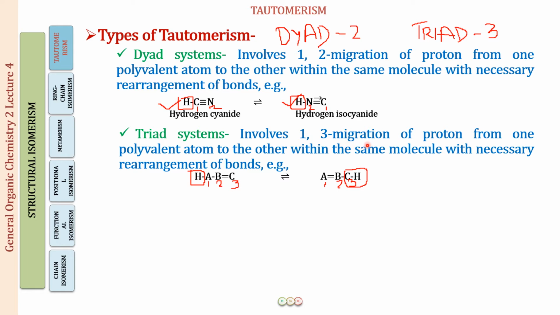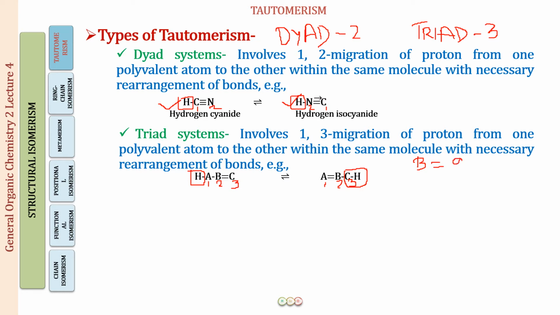It involves 1-3 migration of proton from one polyvalent atom to the other within the same molecule with necessary rearrangement of bonds. Perfectly fine. Now, what is this A, B and C? Just remember this as well. B can be any atom, because you are going to see many types of triad systems.